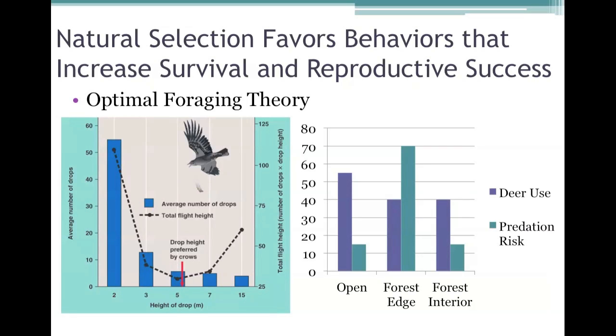Also, behavior can be affected by the risk of predation. If you don't get eaten, you have a greater chance of survival and passing on your genes to the offspring and everything else that's related with reproductive success. So, in the case that you're looking at on the right, what you can see is where deer spend their time in relation to predation risk from mountain lions.